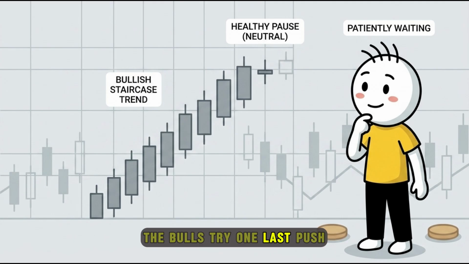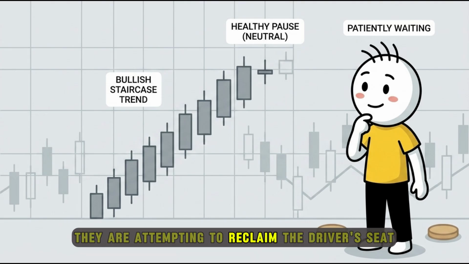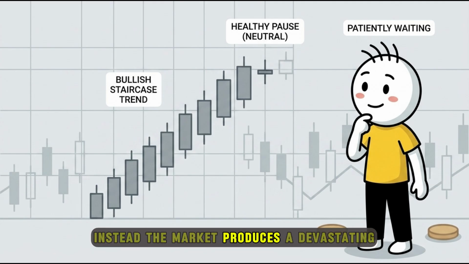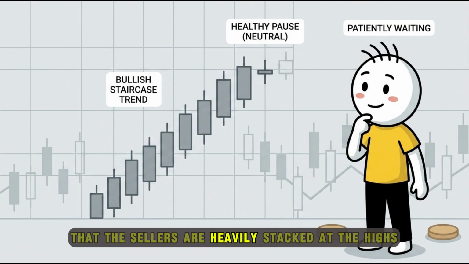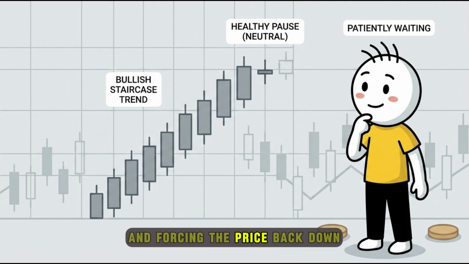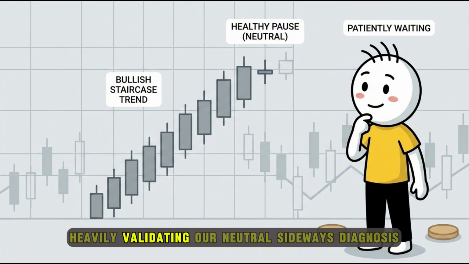The bulls try one last push, printing a strong high-close bull candle that signals they are attempting to reclaim the driver's seat. If the market can print a clean upward follow-through candle next, it will prove that this entire drop was just a deep pullback and the macro uptrend is safe. Instead, the market produces a devastating low close range candle. This tells us that the sellers are heavily stacked at the highs, completely stuffing the bull's breakout attempt and forcing the price back down. The next bar prints as a mid-close range candle, heavily validating our neutral sideways diagnosis.